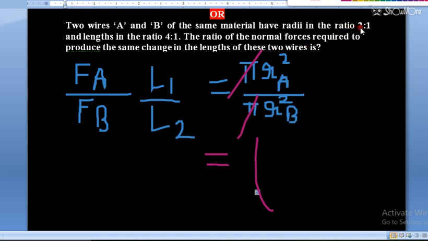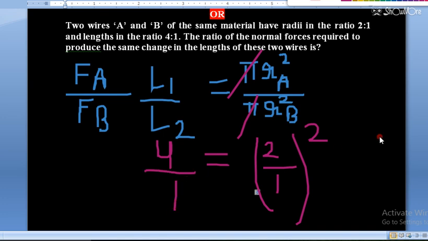So RA radius ratio is given 2:1. Its square is there. And L1 L2 ratio is 4:1. When you square the radius ratio, it will be equal to 4 by 1 again. So 4 and 4 again cancel out. So finally your answer will be that FA ratio FB will be equal to 1.